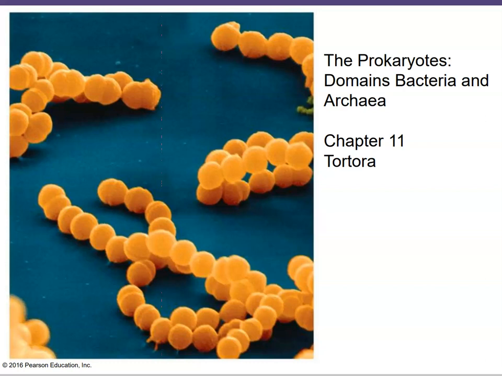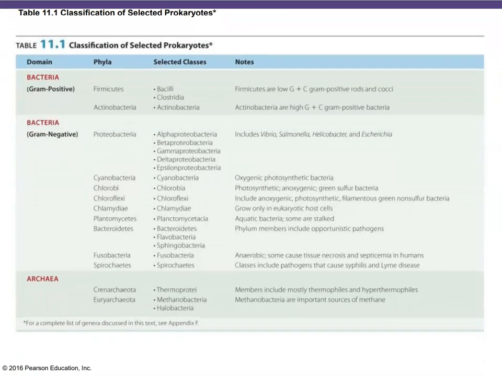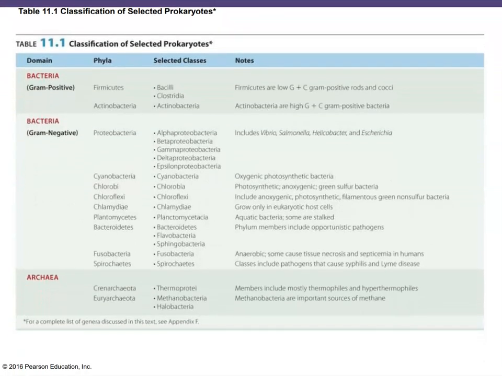Let's take a closer look at the domains of the Eubacteria and the Archaea, and that will be chapter 11 in Tortora. So here's a nice overview slide that shows you what we're going to take a look at in this lecture. We will be taking a look at the bacteria separate, the gram-positives and the gram-negatives. So you can see the gram-negatives, it's a pretty large group right here, including the very large group of the Proteobacteria, and then cyanobacteria and a bunch of others.